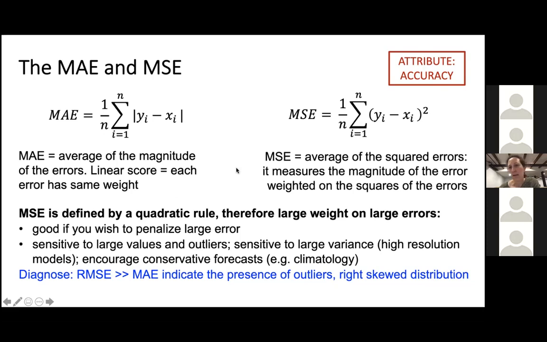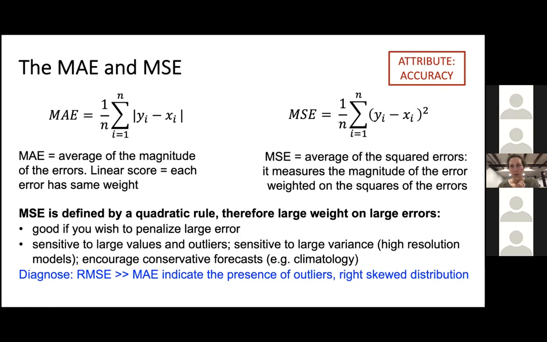this statistic, the mean squared error, is more sensitive to the large values and outliers. So it's sensitive to a large variance. For example, high resolution models are usually penalized more than their coarser, for example driving model, counterparts, and it encourages a conservative forecast, for example, with climatology.